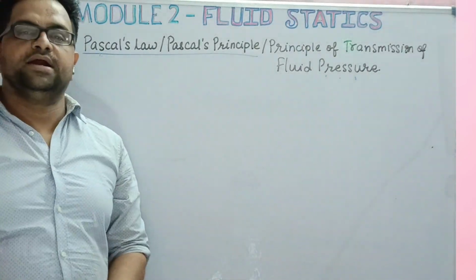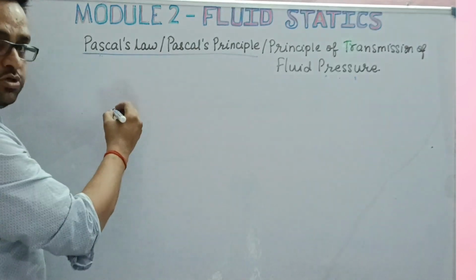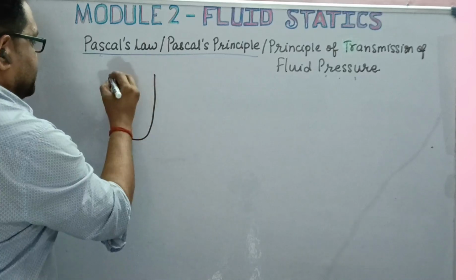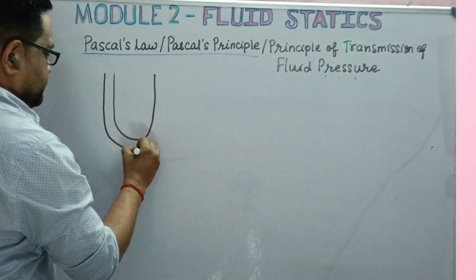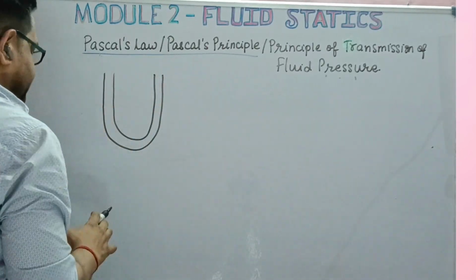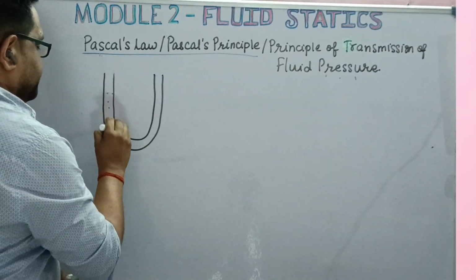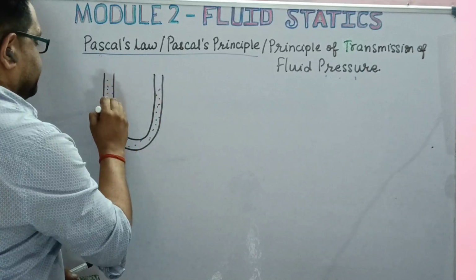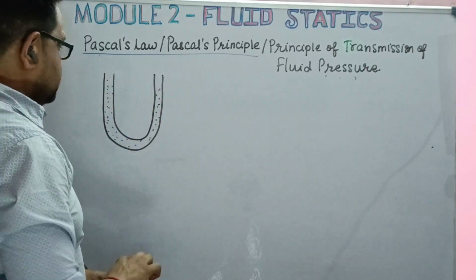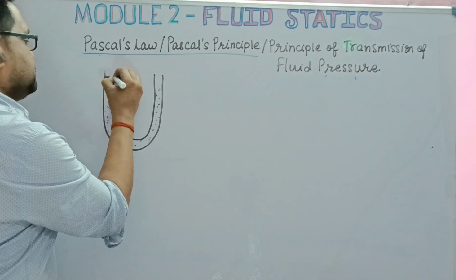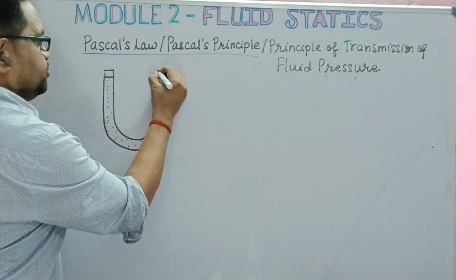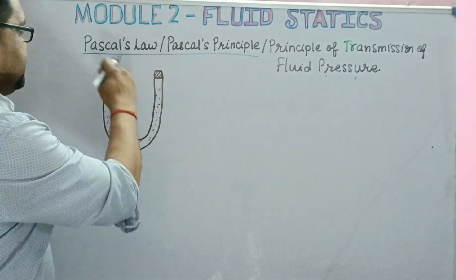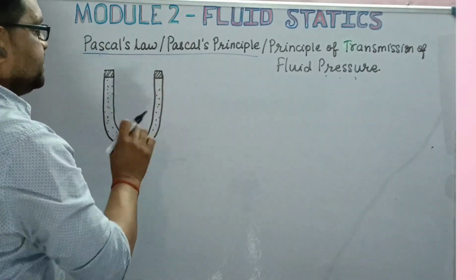To make things more clear, let us see one example. Suppose we have a glass tube, a U-shaped glass tube that is filled with certain fluid. Suppose we insert two plugs on both the ends of this U-tube. Let us say that these are the two plugs, or rather we say that these are the two pistons that will be acting on the two limbs of this U-tube.